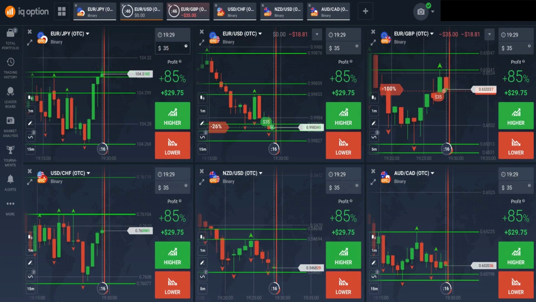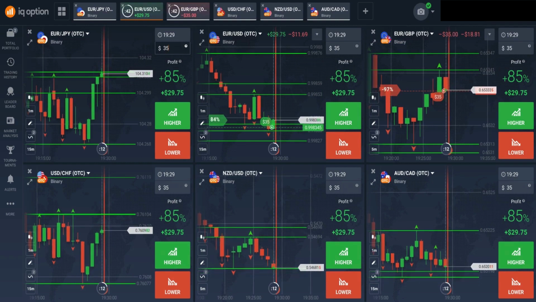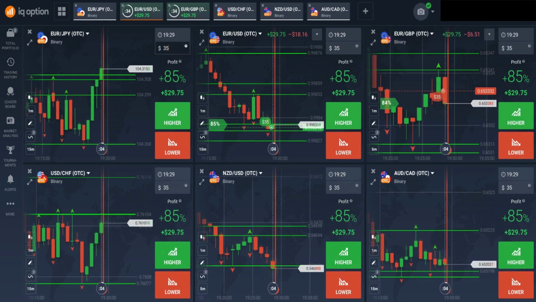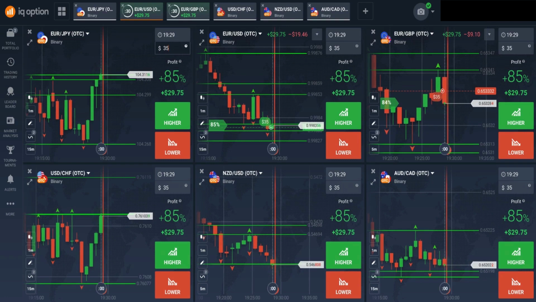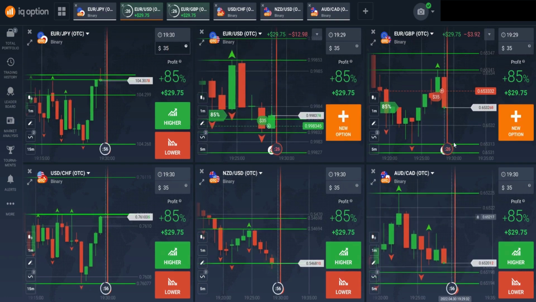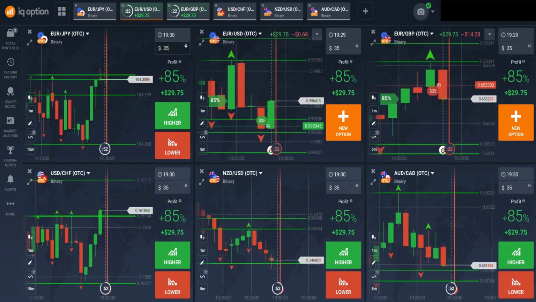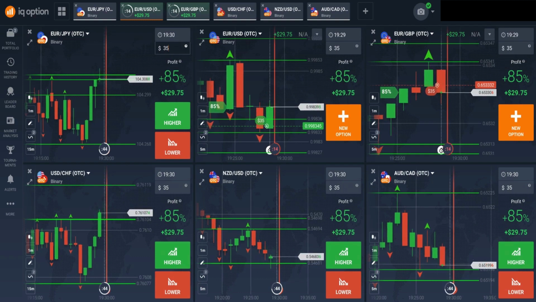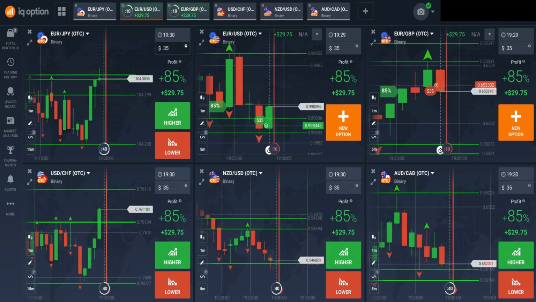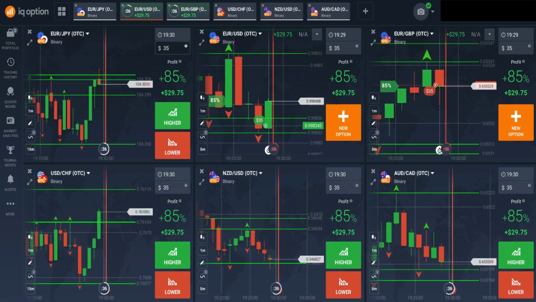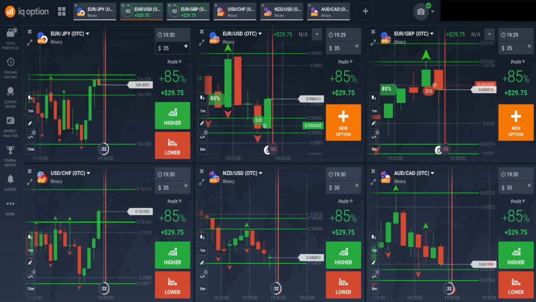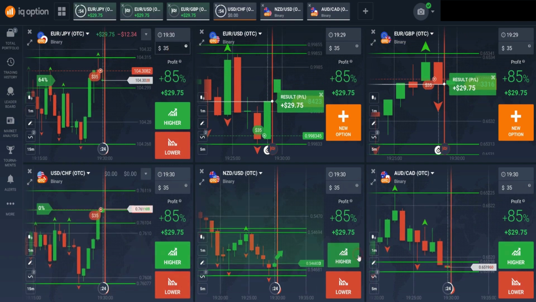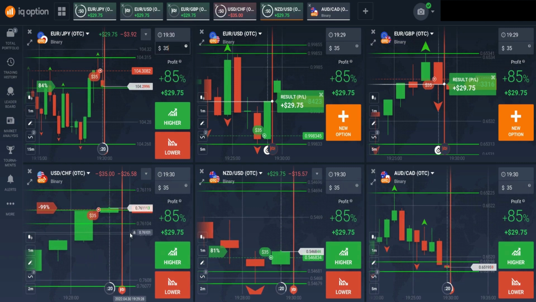Here I have taken 2 trades as per our recommendations. So let's wait for the result. Here all 2 trades are winning trades. And now I have taken another 3 perfect buy and sell trades as per our recommendations. So let's wait for the result.